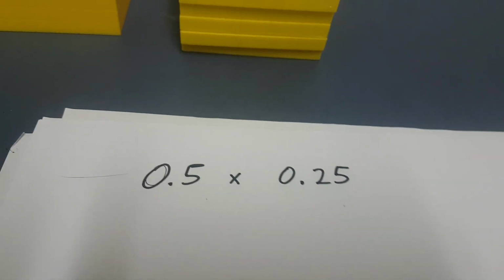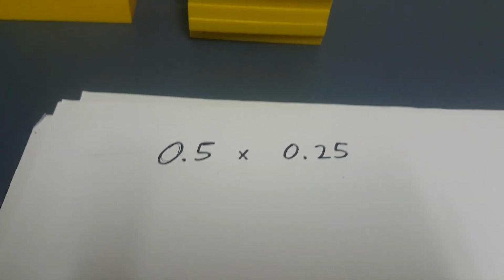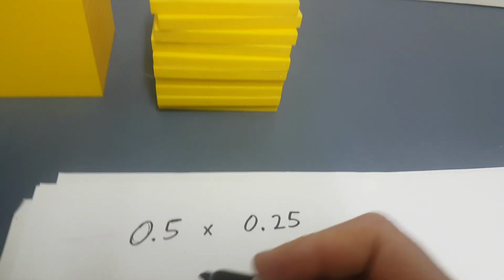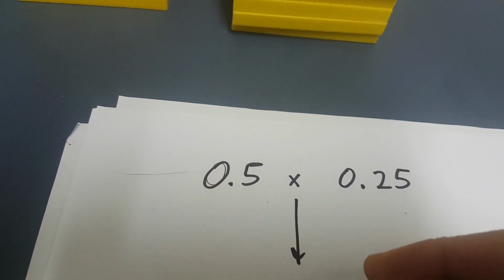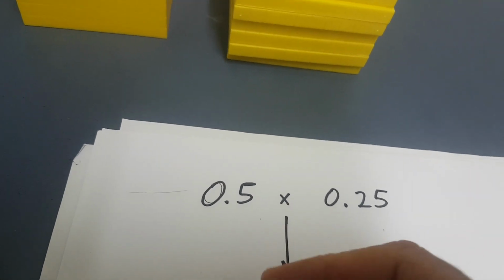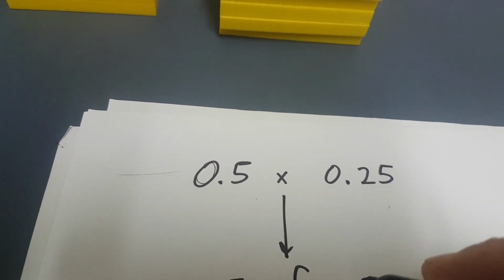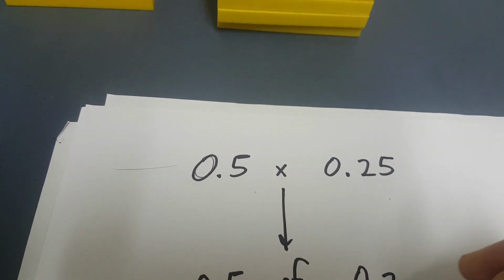And it's this one here, 0.5 times 0.25. And if you're doing something like this, it's good to say the question out aloud, and in this case change the times for the word of. So that's 0.5 of 0.25.